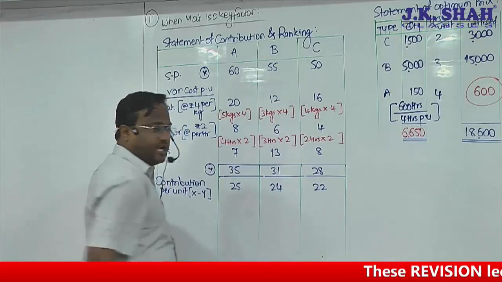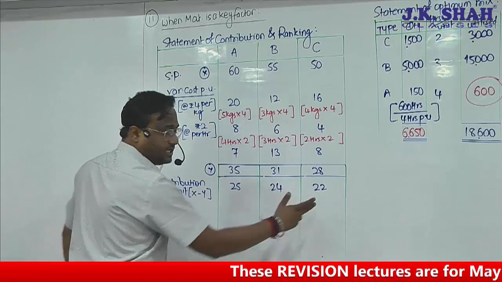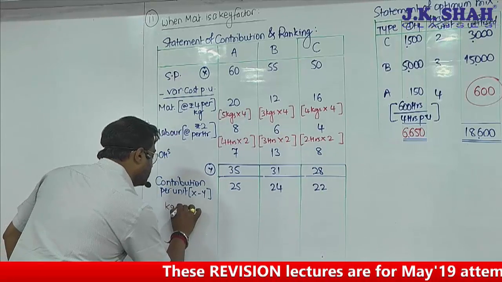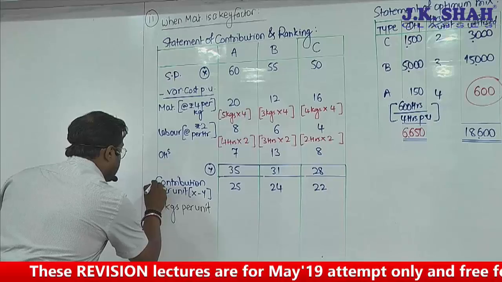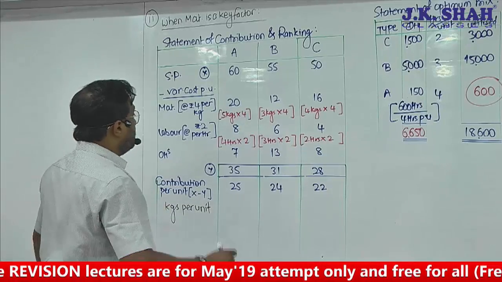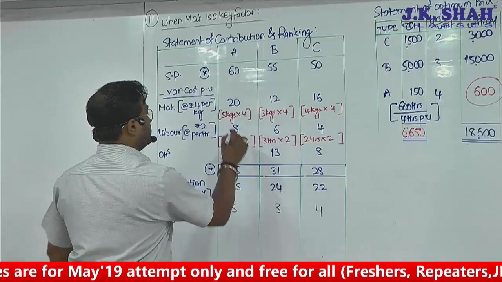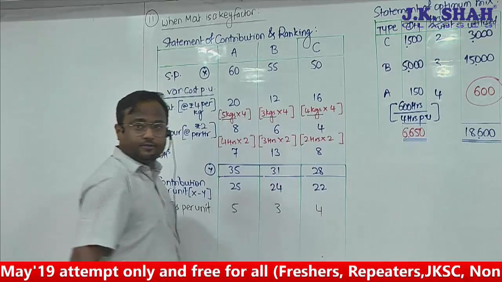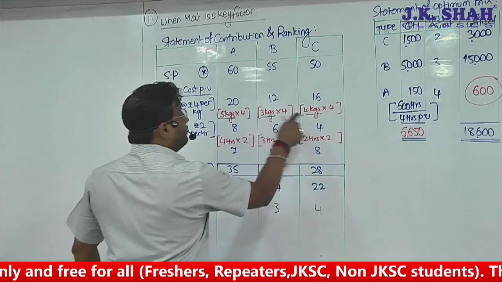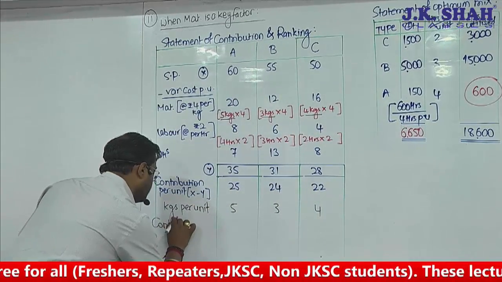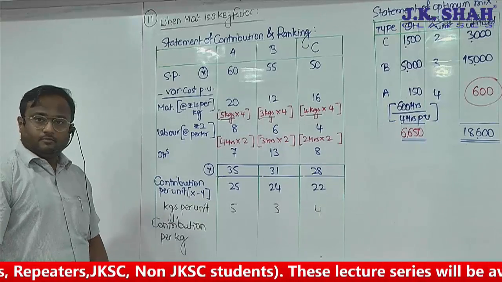So I have selling price once again, I have contribution once again per unit, but I will not rely on this. You know that my limiting factor is material. So I will first find out my consumption per unit. My consumption requirement is 5 kgs, 3 kgs and 4 kgs for each unit of A, B and C, which will help me in finding out contribution per kg.